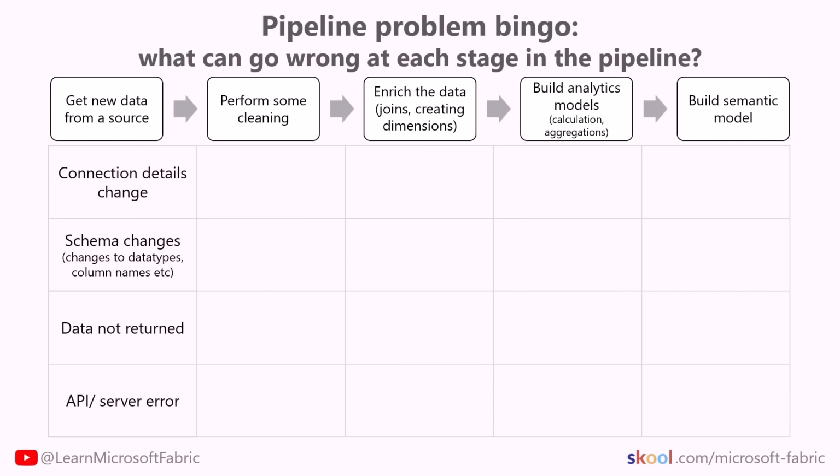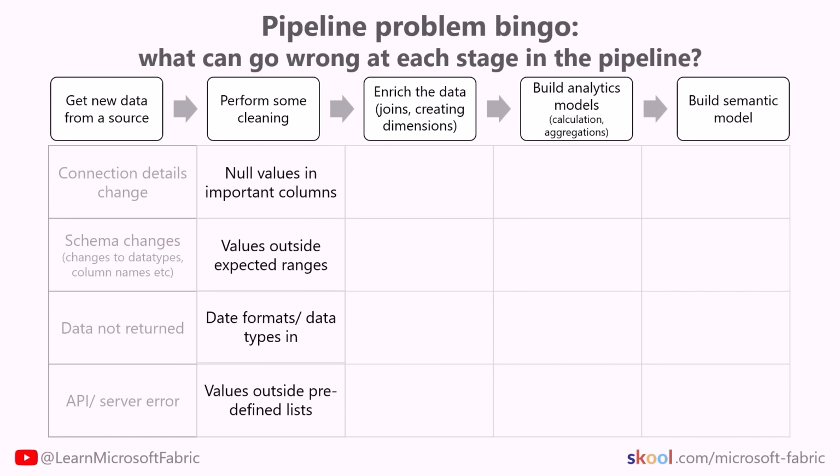Now, when we talk about cleaning steps, lots of things can go wrong here. Maybe we don't clean properly. For example, you could have null values in important columns. And by important columns, I mean columns that you might want to join on later in your pipeline. Or perhaps you've got a really important date column that you're going to be doing a lot of time intelligence calculations on in your semantic model. So having null values in that column is going to lead to poor quality data and poor analytics downstream.